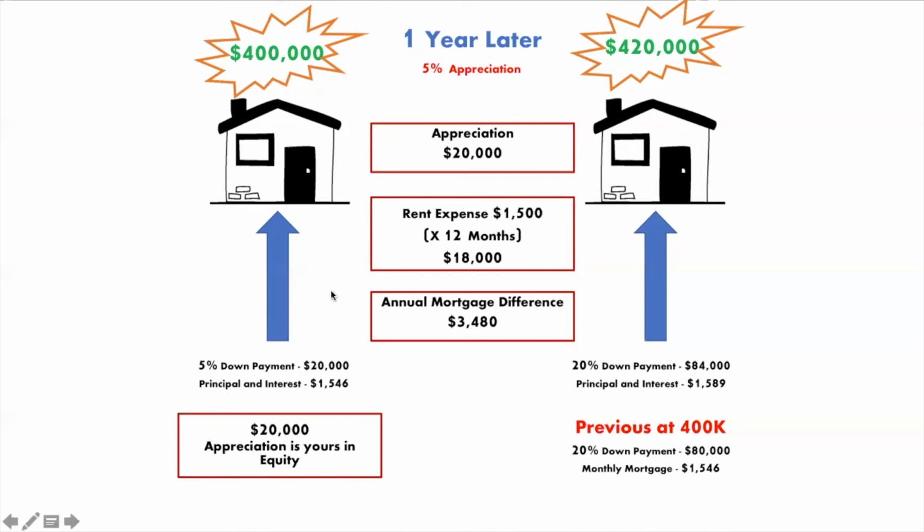So when you put that together and compare the mortgage difference of $3,480, like we figured out from the previous page, and compare it to the amount you could get in equity from appreciation and how much you'd be spending on rent, sometimes it's not the best option for you to wait to get that higher down payment.